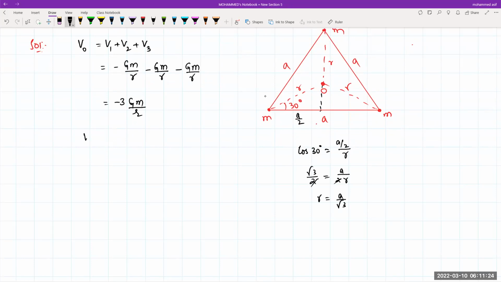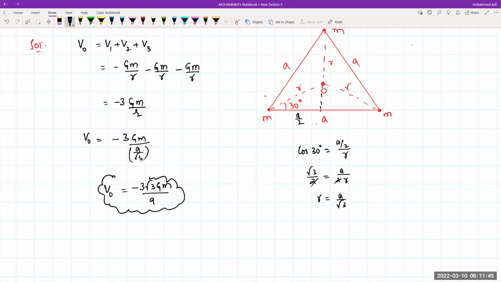So I can write the potential at O will be equal to minus 3 G M divided by R. R is equal to A by root 3, so root 3 will go up. So the potential at the center will be equal to minus 3 root 3 G M divided by A. Clear?